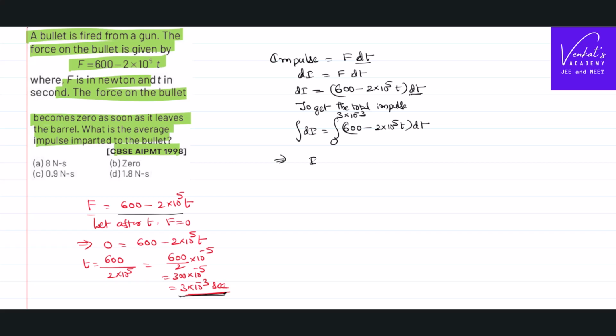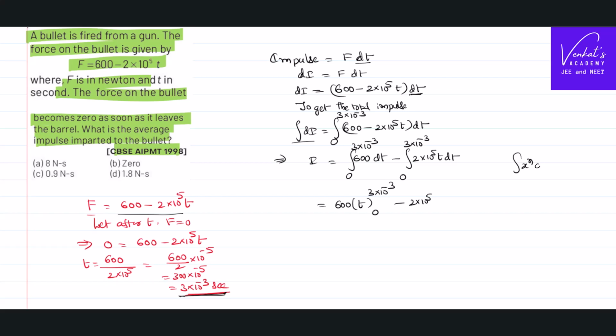Integration of dI is impulse. So impulse is equal to integral of 600 dt from 0 to 3 into 10 power minus 3, minus integral of 2 into 10 power 5 t dt, also with the same time intervals. I have just applied upper and lower limits. 600 integral of dt is t, whose limits are from 0 to 3 into 10 power minus 3, minus 2 into 10 power 5, which is constant.